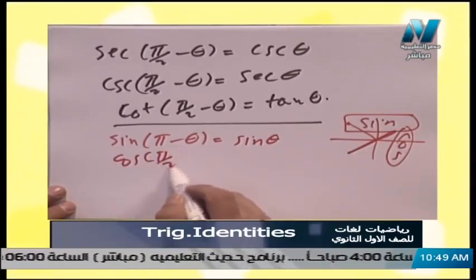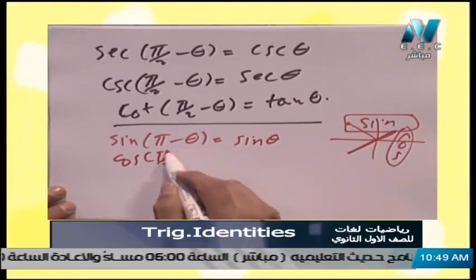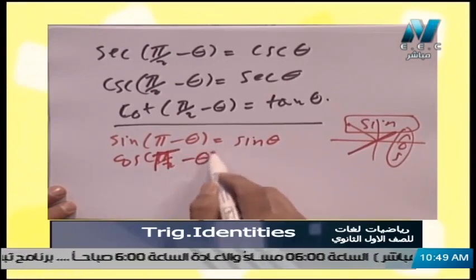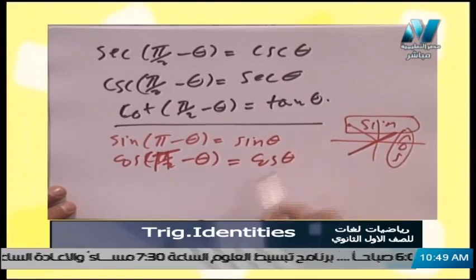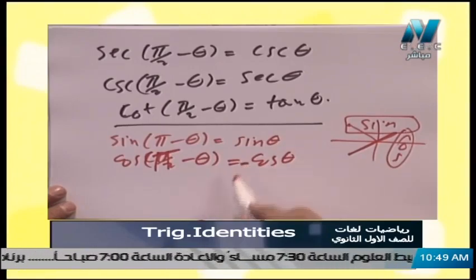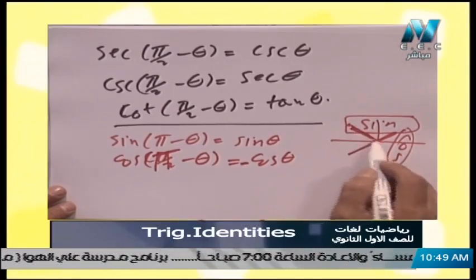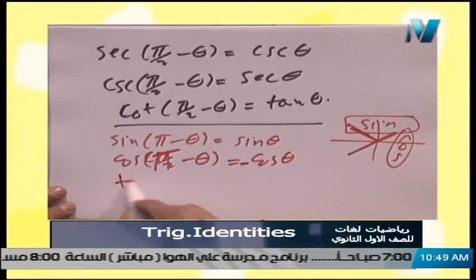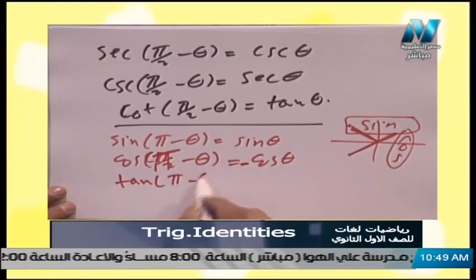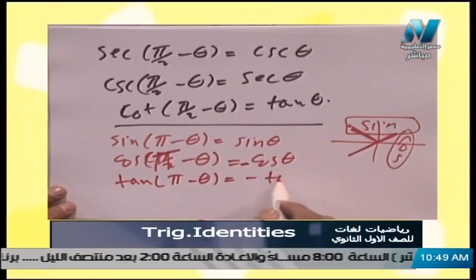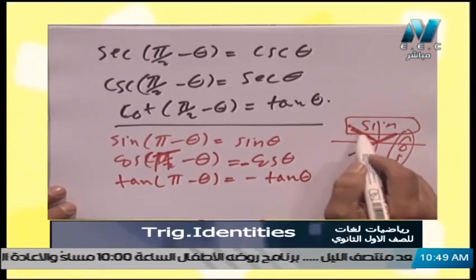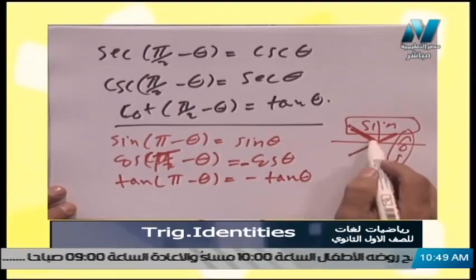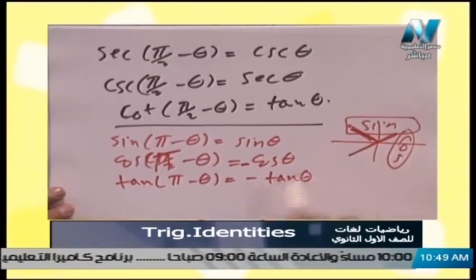Cosine pi minus theta equals negative cosine theta. Why is it negative? Because in the second quadrant cosine is negative. Tan pi minus theta equals negative tan theta, just because it lies also in the second quadrant, and tan here is negative also.